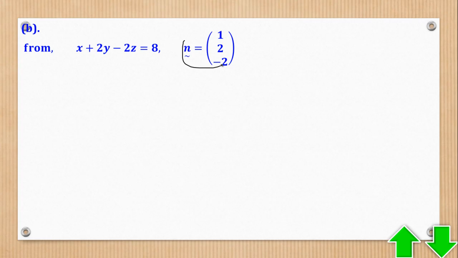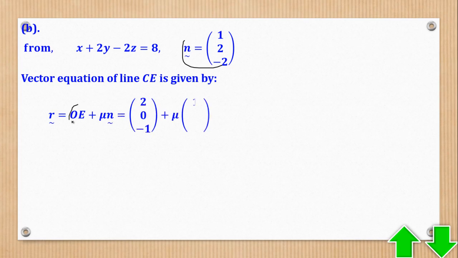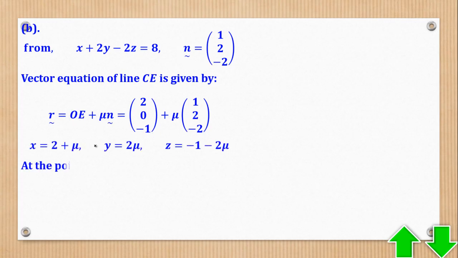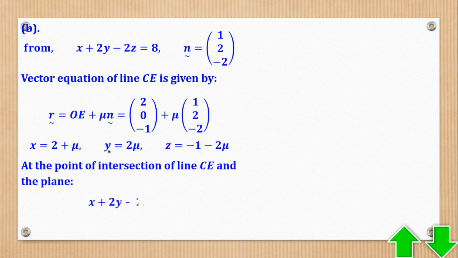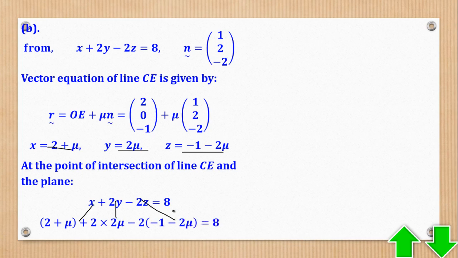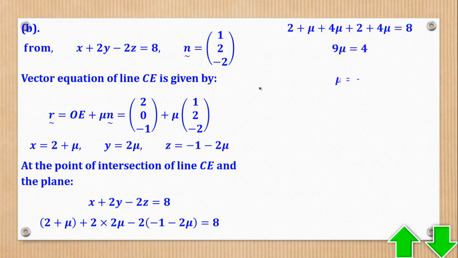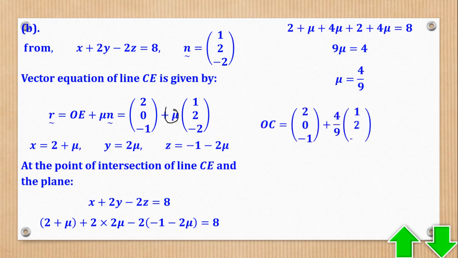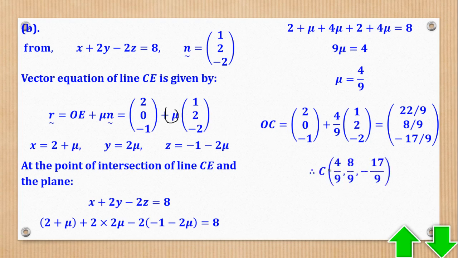So from this, normal vector is that. Therefore, vector equation of line CE will now be OE plus scalar times the direction vector, which is that. Parametric equations are those, then at the point of intersection, it implies that these values satisfy the equation of a plane. So substitute for x, y, and z. Then simplify to get the value of mu. Then substitute that mu here to get the coordinates of point C. That's the position vector, but we need coordinates, which will be that. And that's why they want it.